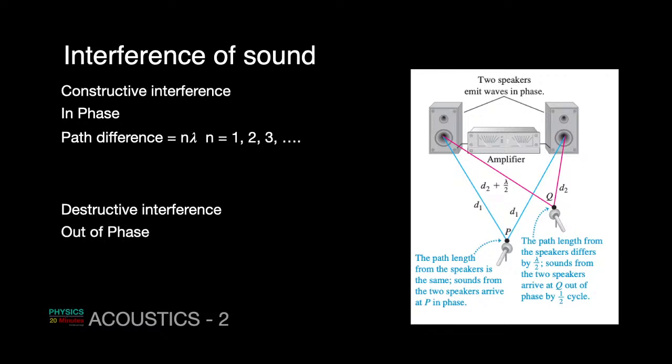And for destructive interference, they should be out of phase. The path difference should be (2n minus 1) lambda by 2, where n takes value 1, 3, 5. Remember this. Only odd multiples of lambda by 2. So 1 lambda by 2, 3 lambda by 2, 5 lambda by 2, 7 lambda by 2. Even multiples of lambda by 2 are not here. If you say 2 lambda by 2, the 2s will cancel, it will become 1 lambda. And if you say 4 lambda by 2, then you get 2 lambda here. So path difference has to be odd multiples of lambda by 2 for destructive interference. Path difference should be n lambda for constructive interference.